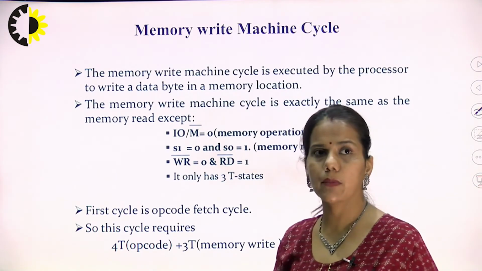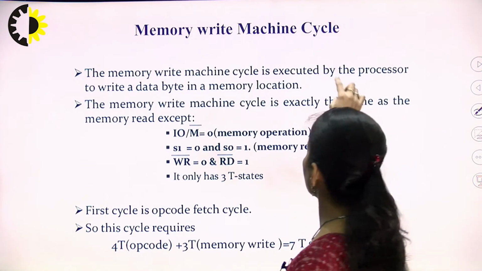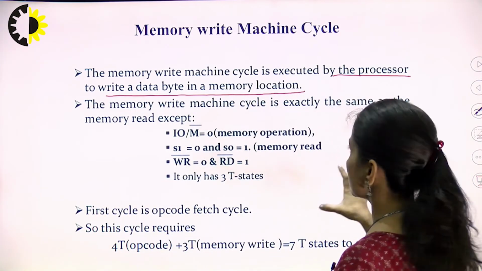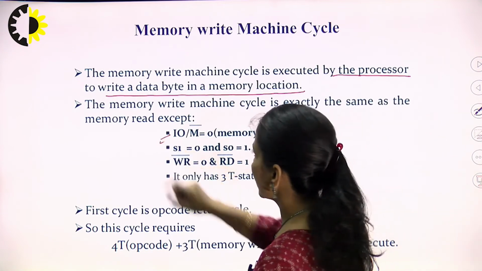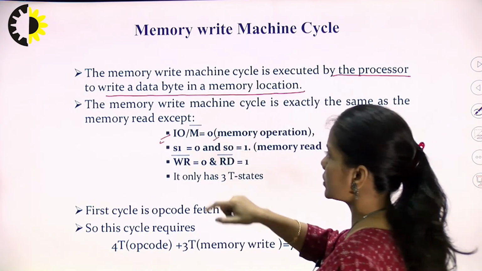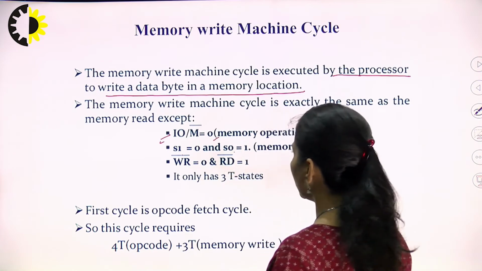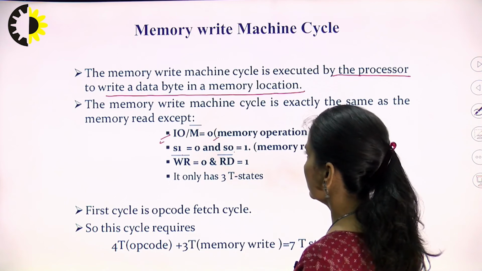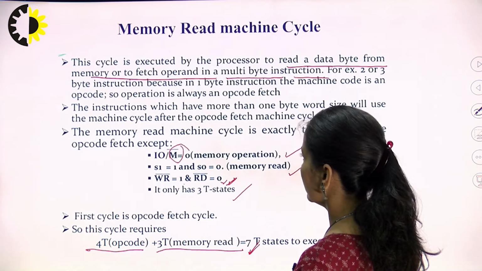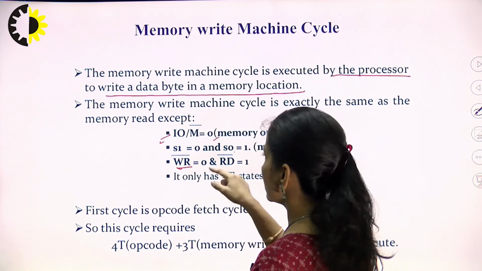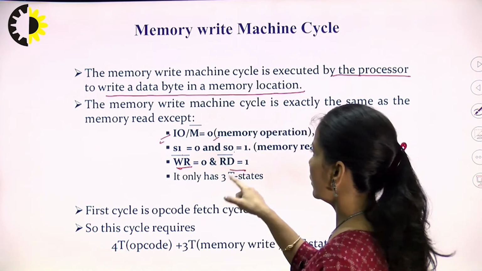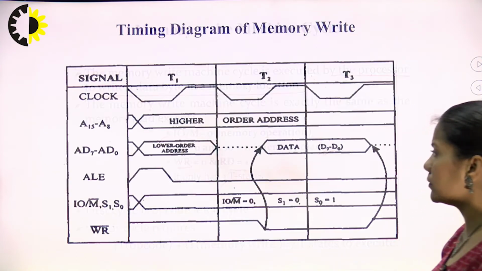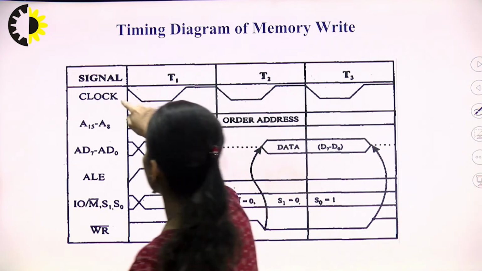Now we talk about the memory write operation. This is executed by the processor to write a data byte in a memory location, and it is exactly the same as the memory read operation, that is, it is a memory operation, so IO/M bar will be 0. S1 is 0 and S0 is 1. Write is 0 and read is 1, and it has only 3 T states.